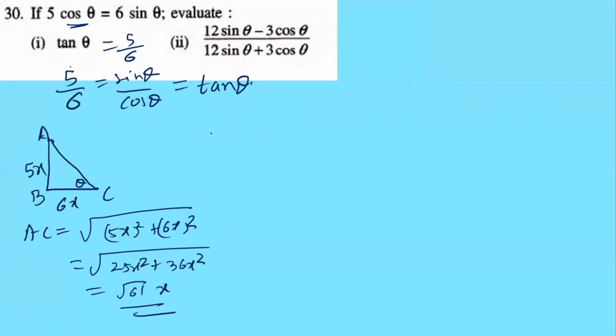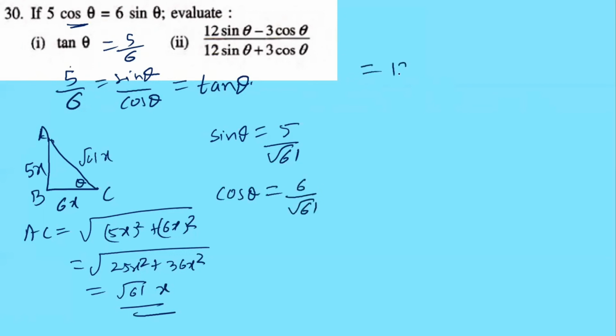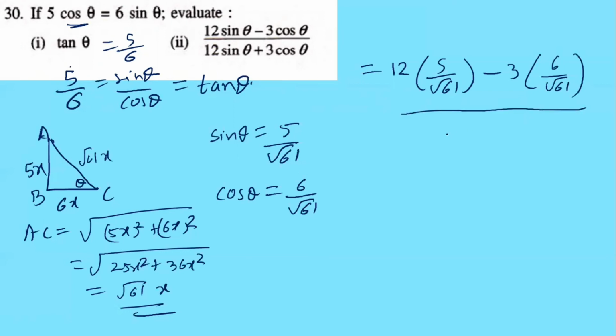Now what is sine theta? Your sine theta is equal to, this is root 61x we got. So sine theta is opposite by hypotenuse. This we get 5 upon root 61. Cos theta is equal to adjacent upon hypotenuse, that is 6 upon root 61. Let us put the values over here. So 12 times sine theta, so 5 upon root 61, minus 3 times cos theta, so 3 times 6 upon root 61, upon 12 sine theta, again 12 times 5 upon root 61, plus, denominator is plus 3 times 6 upon root 61.